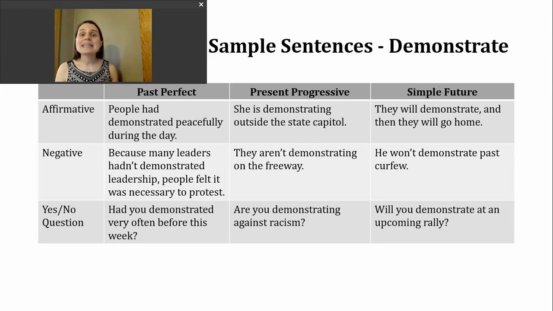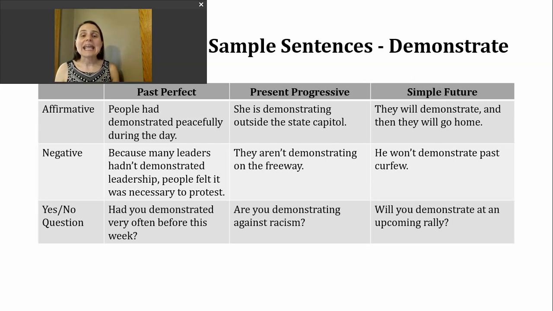If we want to make a negative sentence, we're going to insert not after our be verb. So again, you might hear native speakers use the contractions isn't or aren't, but we will not use a contraction with am not. Here's an example of a negative present progressive. They aren't demonstrating on the freeway.